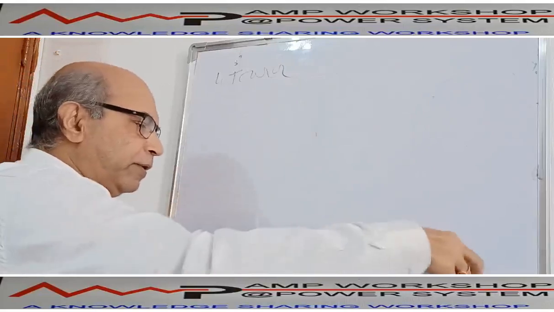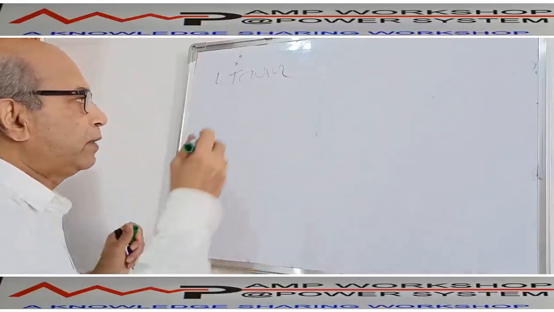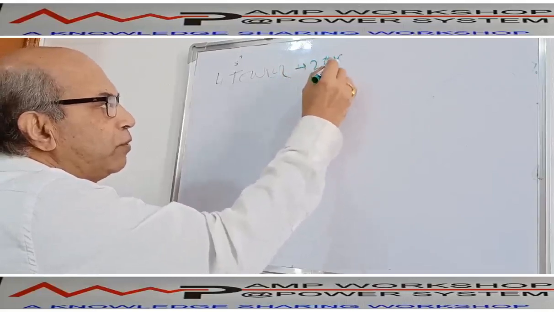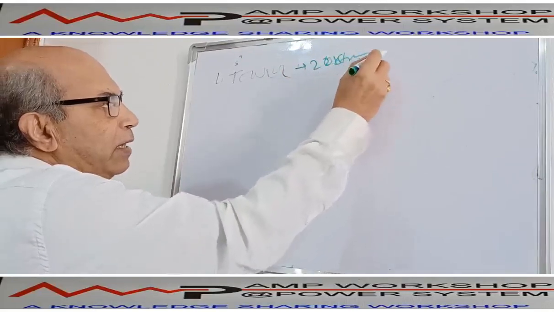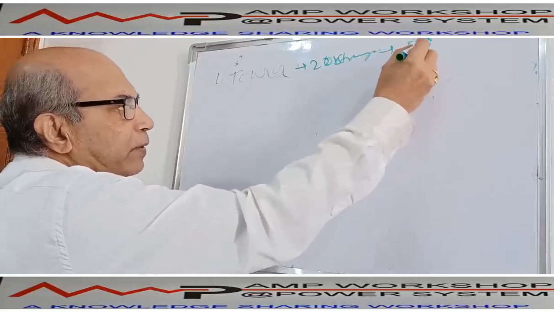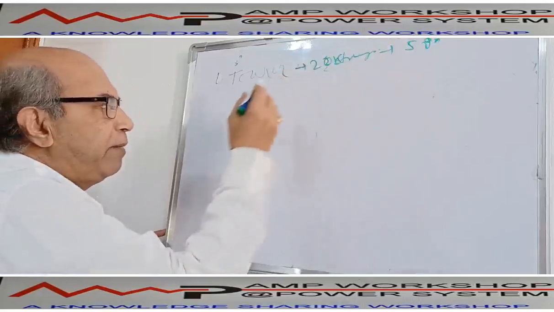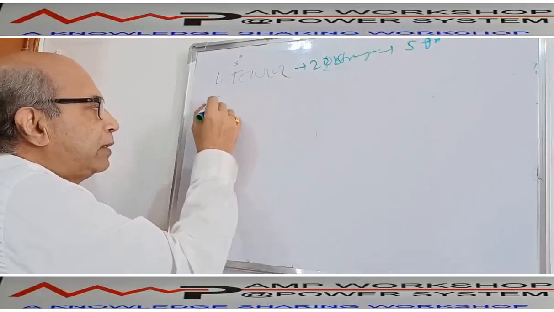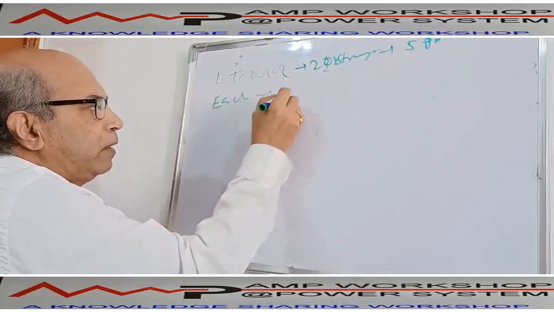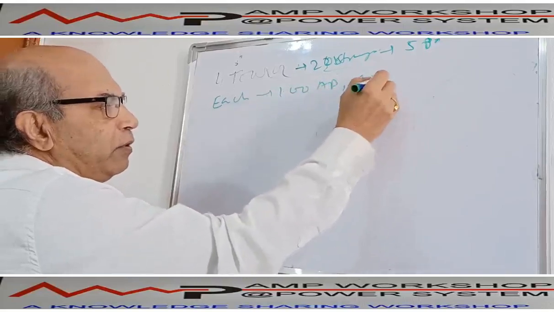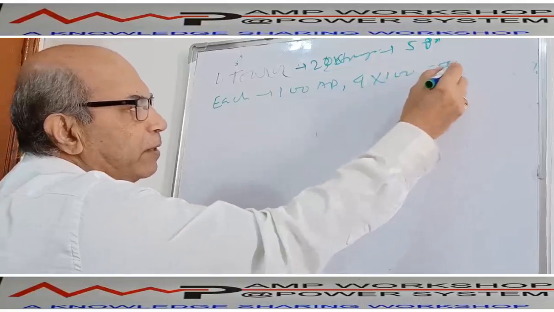What happens to this one? There are 4 towers. Each tower is a 20-storied building, and each floor has 5 apartments. So a 20-storied building with 5 apartments per floor means each tower has 100 apartments. And this type of 4 towers are there. So 4 into 100 means 400 apartments are there.